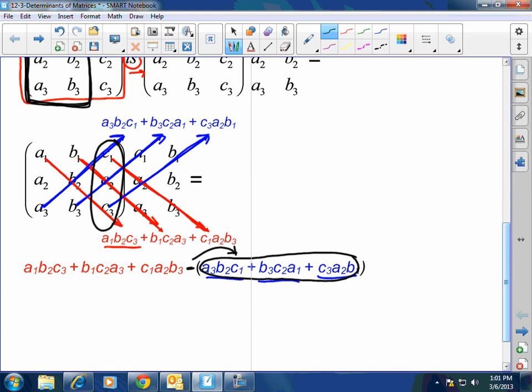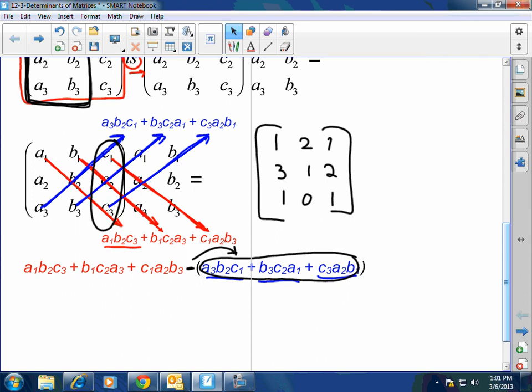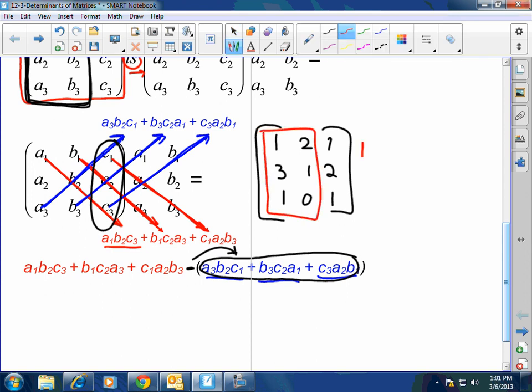Let me give you a real quick example. I got a lot of examples here, but real quick, let's just go 1, 2, 1, 3, 1, 2, 1, 0, 1. Just for ease. First thing I want to do is take my first 2 columns and put them right next to each other, right here. And now, I'm just going to do diagonals.